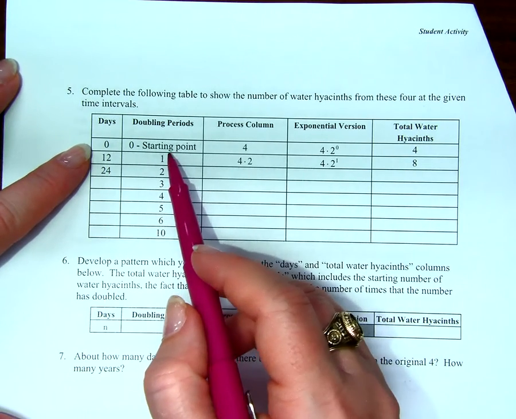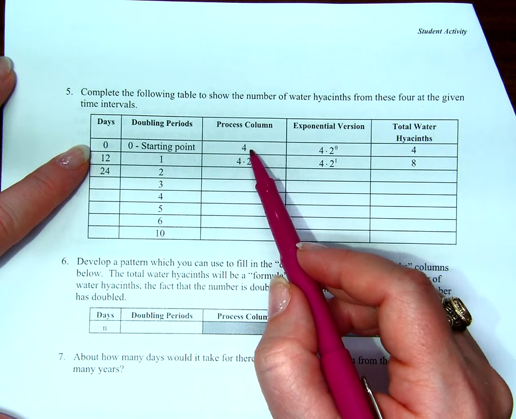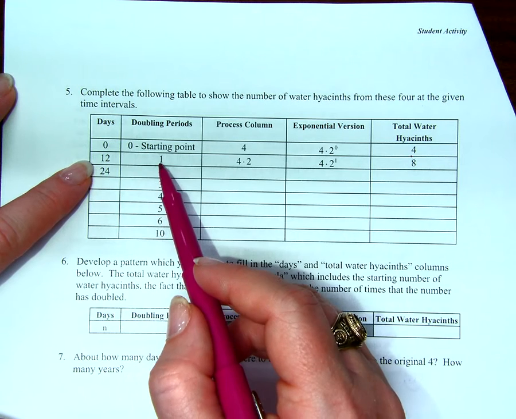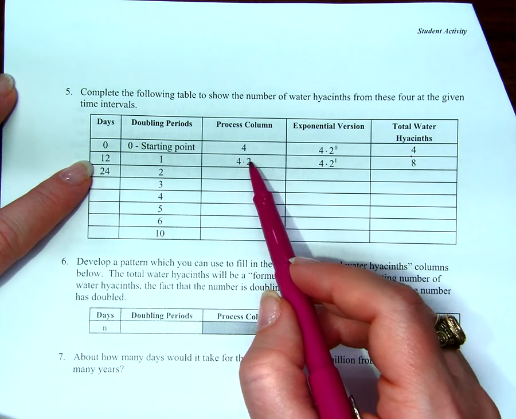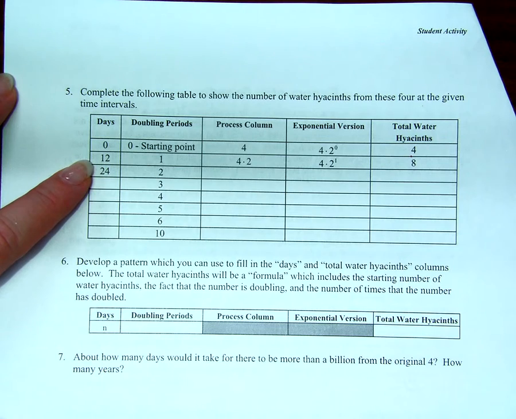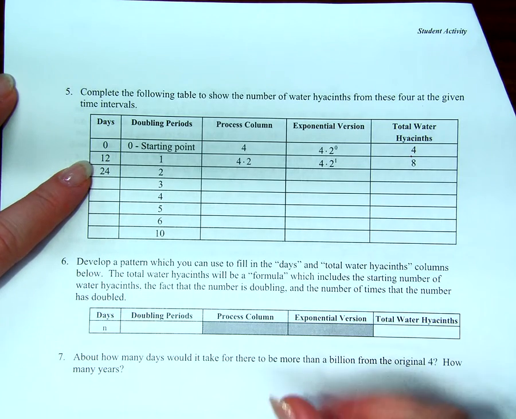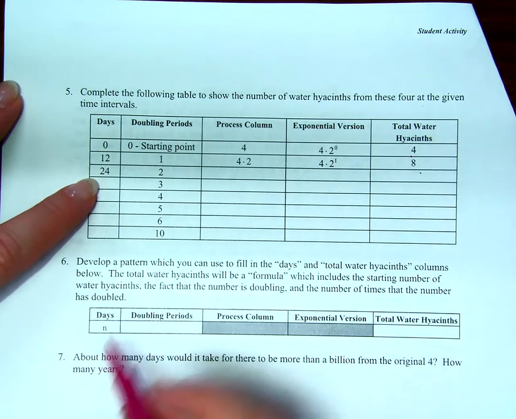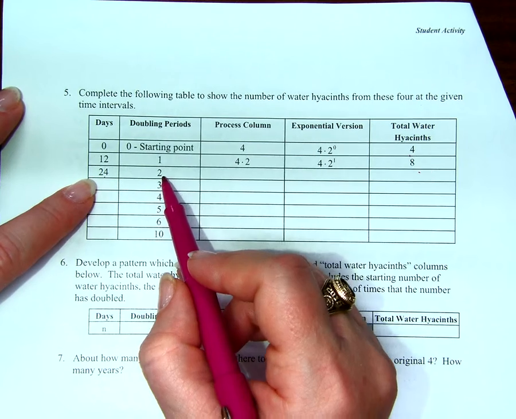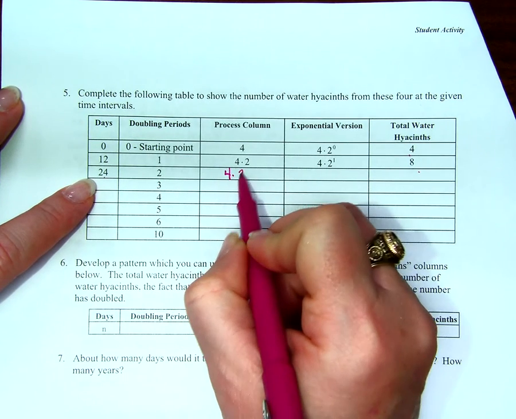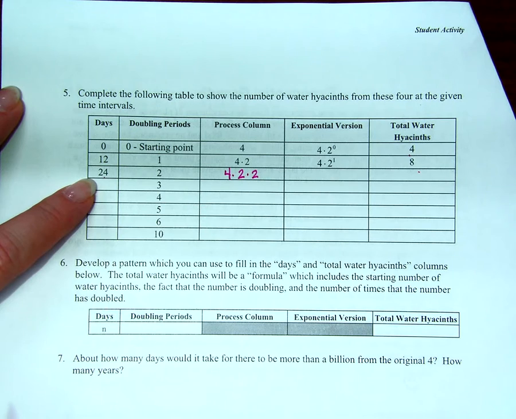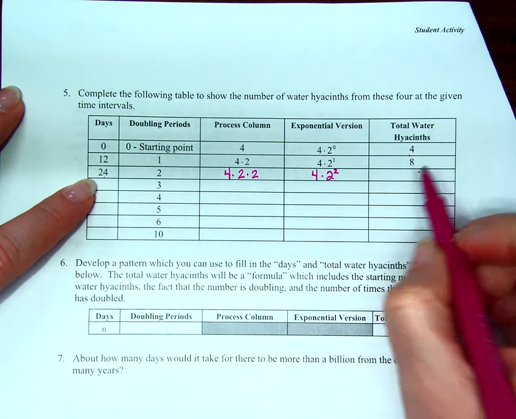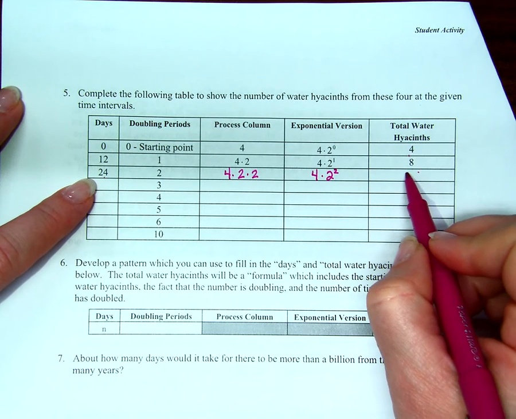0 days, which is 0 doubling periods, because that's the start. We had 4 water hyacinths for a total of 4, right? After 12 days, that's 1 doubling period. So we had 4 times 2. Why 4 times 2? Because it doubled, right? So that would be 4 times 2 to the first power, which is 8. So 24 days is 2 doubling periods. So that'll look like 4 times 2 times 2, right? In exponential form, that would be 4 times 2 squared. So that would be 16.